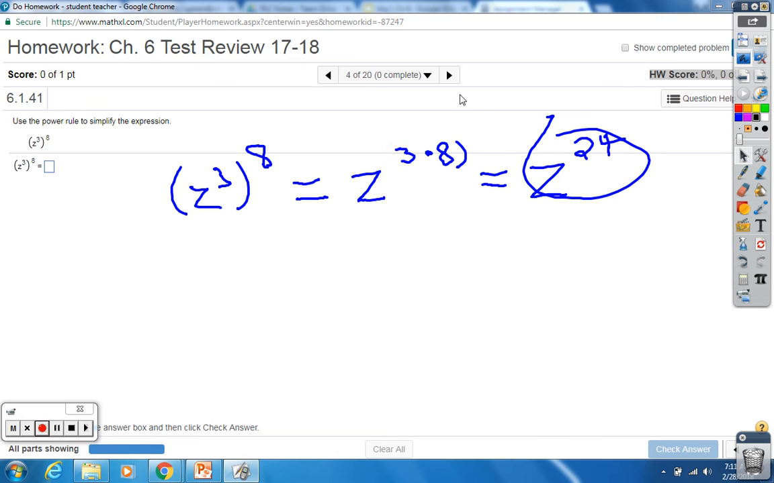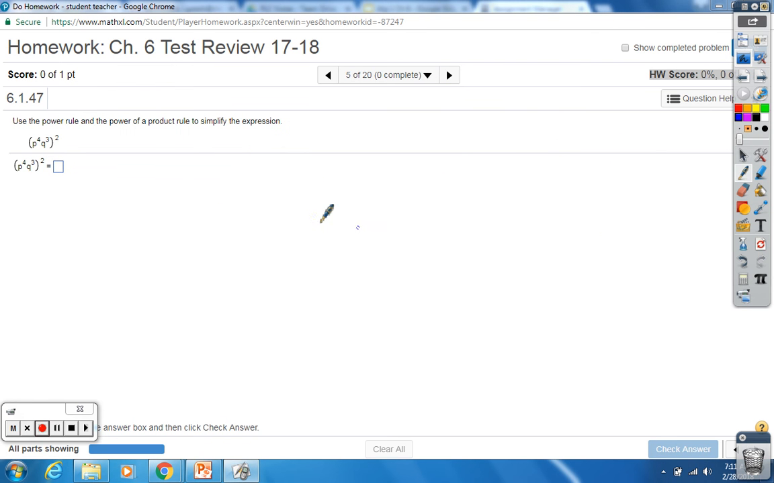Alright, so let's get on to the next one. Alright, so we got p to the 4th, q to the 3rd, and all of that in parentheses. We have an exponent of 2 on the outside. Alright. So the first thing to do whenever we're faced with this type of problem would just be to distribute this 2 to every variable that's on the inside.